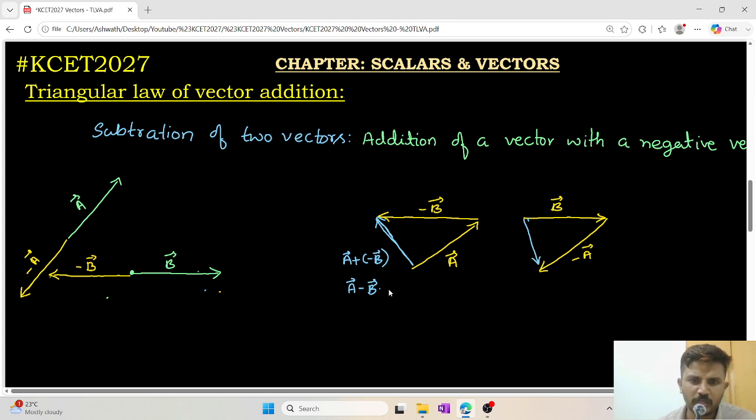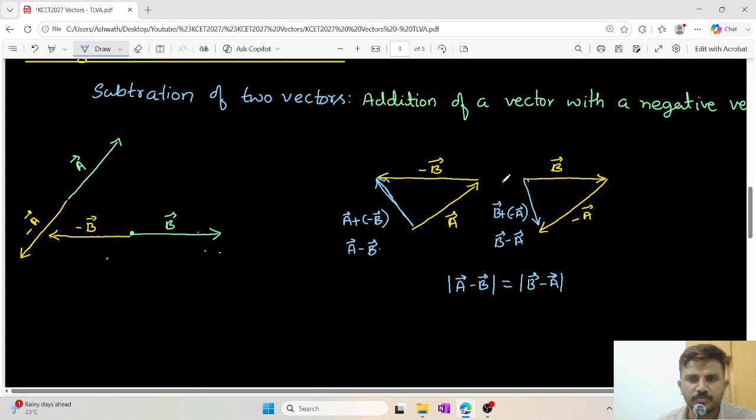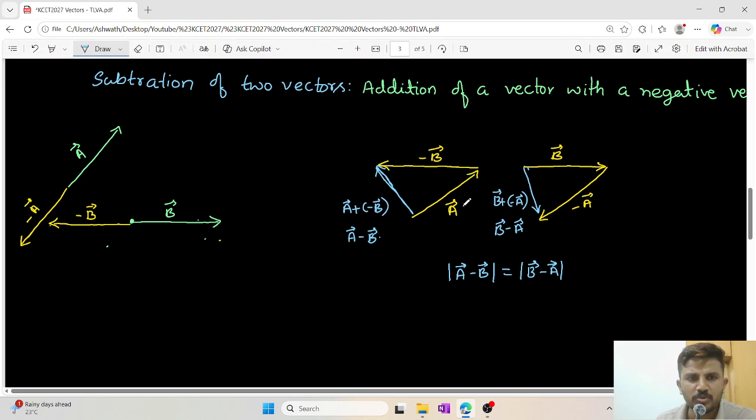Here if you observe, a minus b and b minus a are not in the same direction. So b plus of minus a, that is b minus a. A minus b and b minus a are not in the same direction, but the magnitude is the same. Magnitude of a minus b is equal to magnitude of b minus a, but the direction is opposite. Clear? This is also the triangular law of vector addition. So this is about this, dear students.